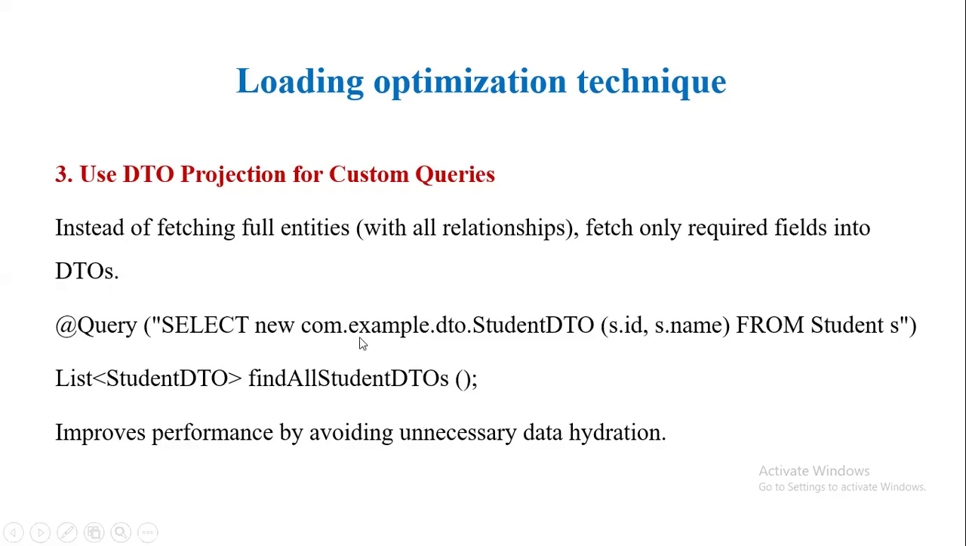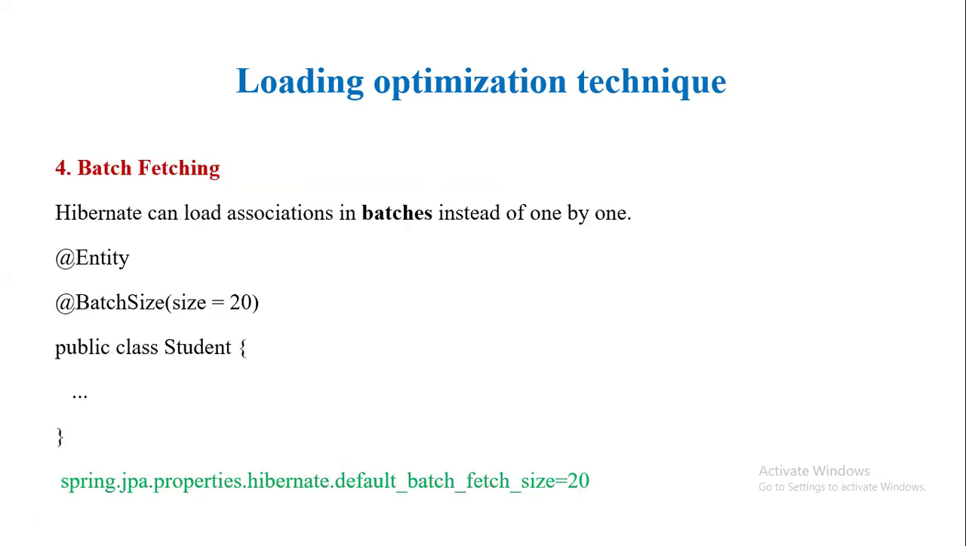We have given select new com.example.dto.StudentDTO(sid, sname). So instead of getting all the fields from the students, we are specifically filtering only the student id and name. The next line, List<StudentDTO> findAll, finds all the student DTOs, which means it finds all the data but retrieves only two fields, that is student id and name. So it improves performance by avoiding unnecessary data hydration.